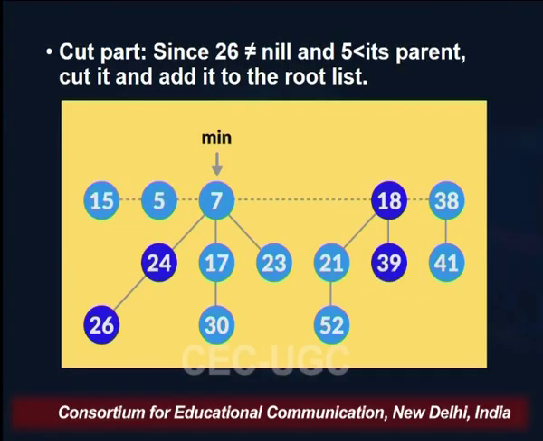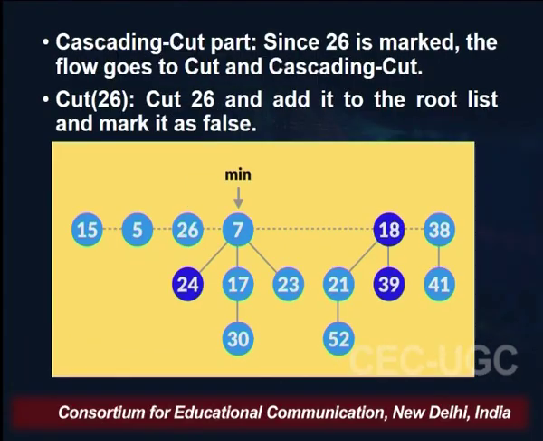So what are we going to do next? Here, 26 is not nil, and 5, which is the new key, is less than its parent. We need to cut it and add it to the root list. What is left is the marking of 26, but 26 is already marked. That means we again need to call cut, which is now what we call cascade cut. This is the resultant move of calling cut at repeated levels, which I was trying to explain. So now the flow goes to cut and then cascade cut.